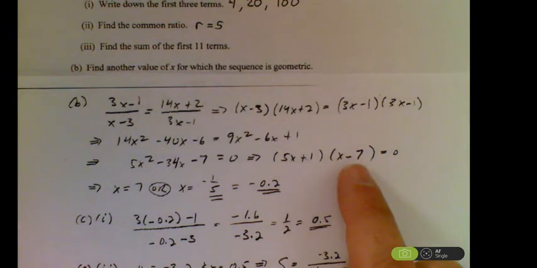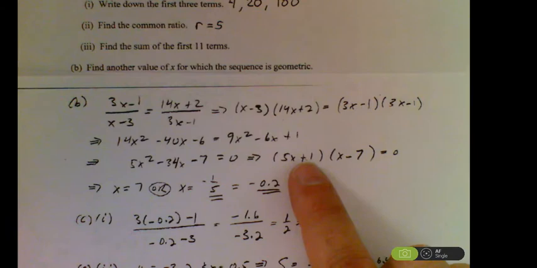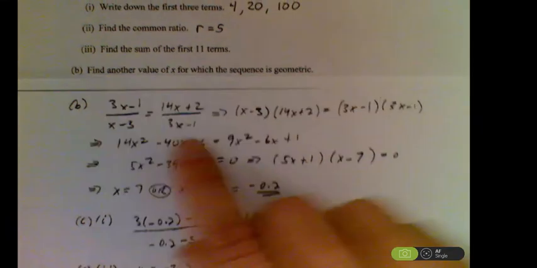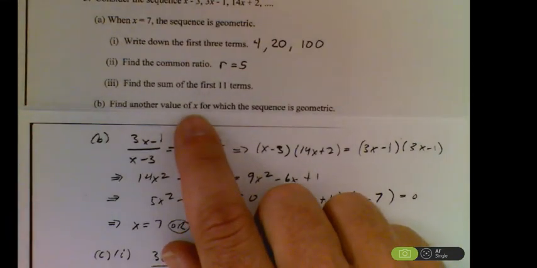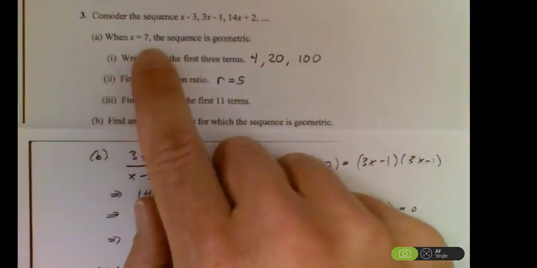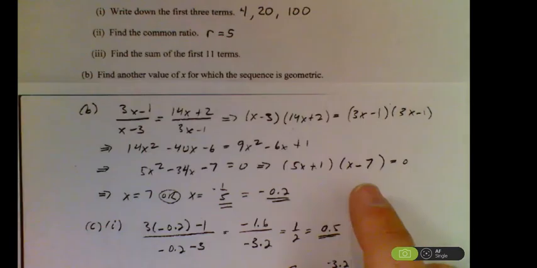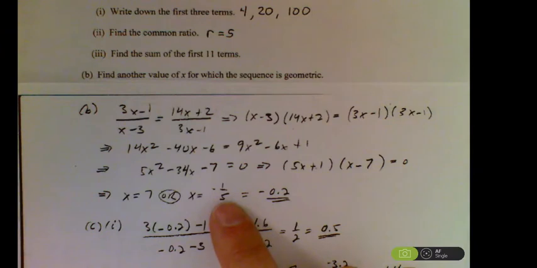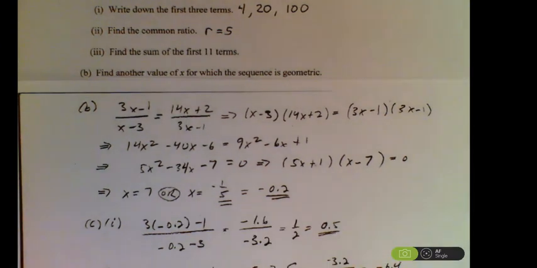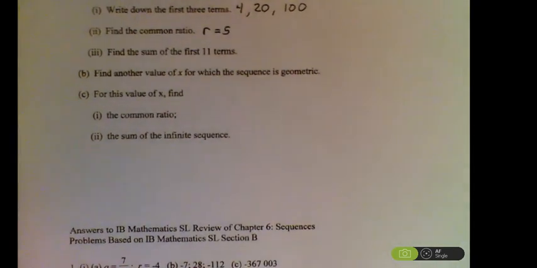One of them is 7, the other one is -1/5. The question that this one asked was, find another value for x. We already knew one of those values was 7, so we are finding the other value, which is the -1/5. And so that becomes our answer for that one. So then moving on here to this last part.